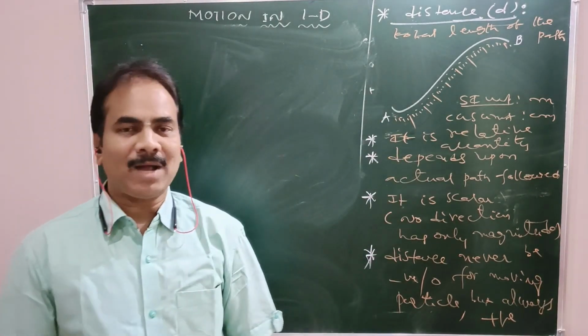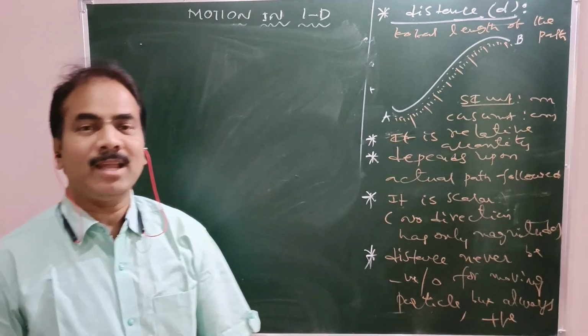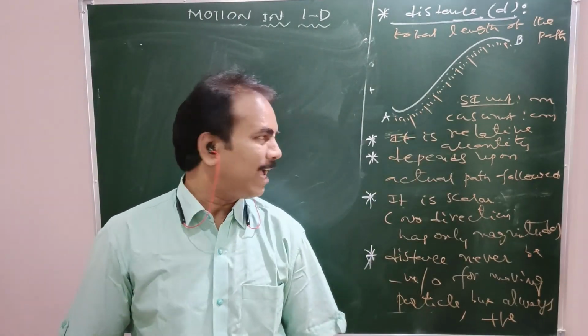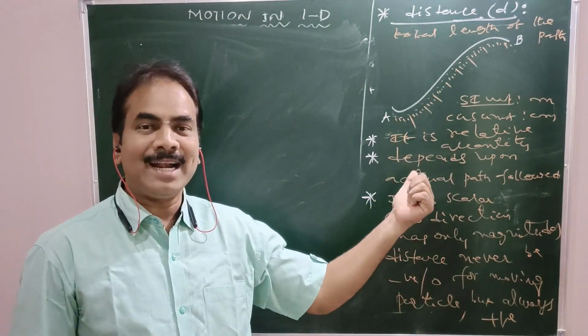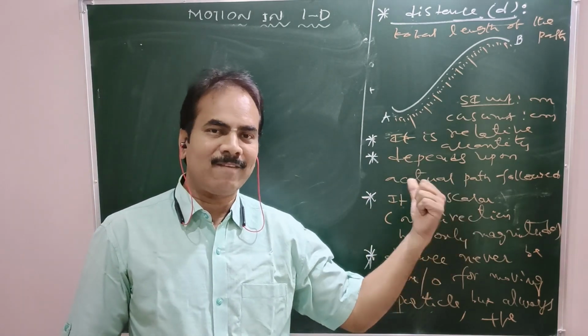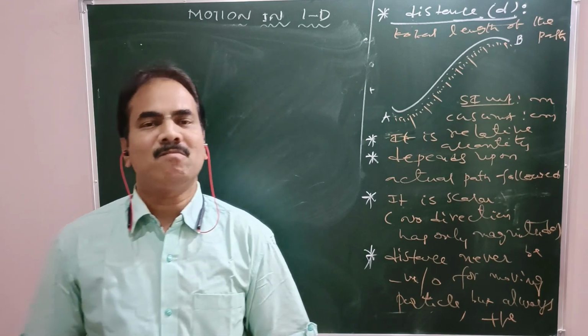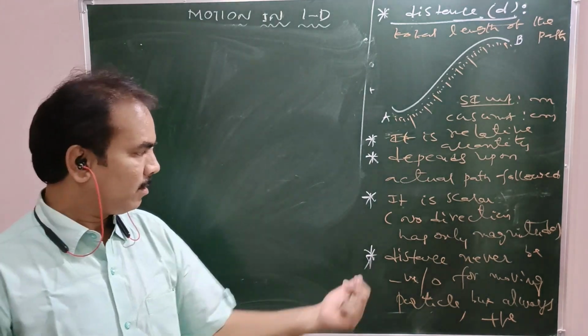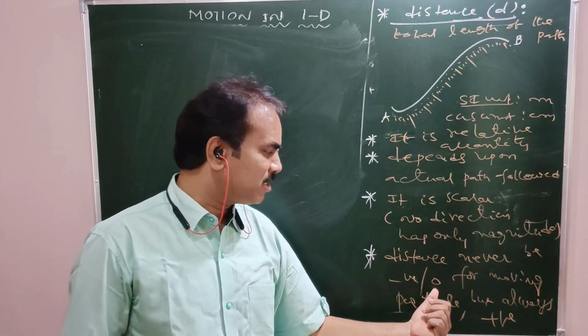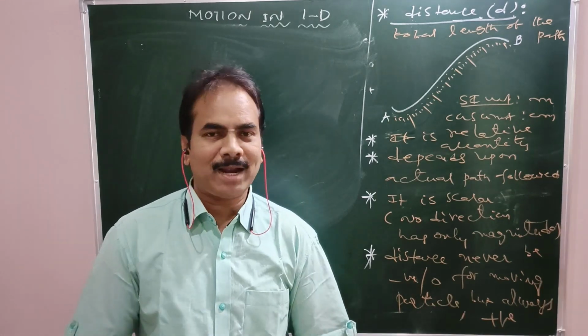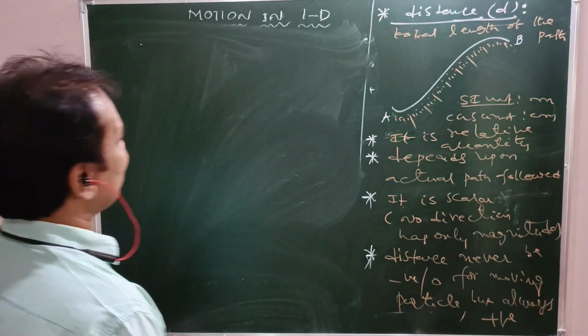The total length of the path covered by a moving particle is said to be its distance in a given time. Right? It is always additive. It can never be subtracted. While calculating for a moving object, distance is always positive. Never negative, never zero, but always positive. Am I right? Now, what is meant by displacement?